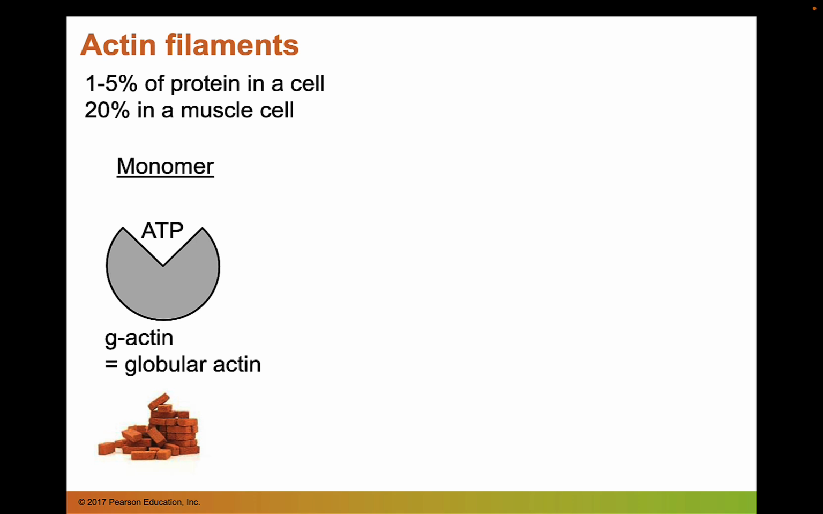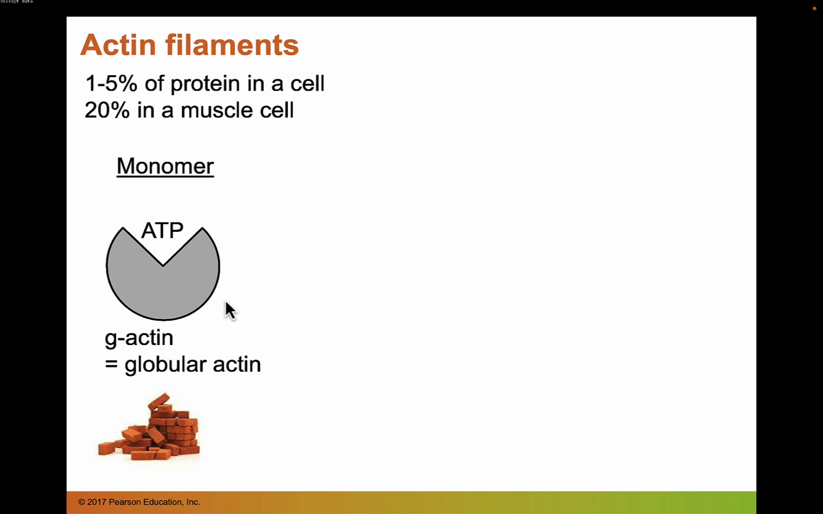Okay, so the first one we'll talk about are the actin filaments, and these are the smallest. Now, actin makes up around 1 to 5% of all protein inside a generic cell, but in muscle cells, there's a lot of actin. So this shoots up to 20% of the muscle cell's protein being just actin.